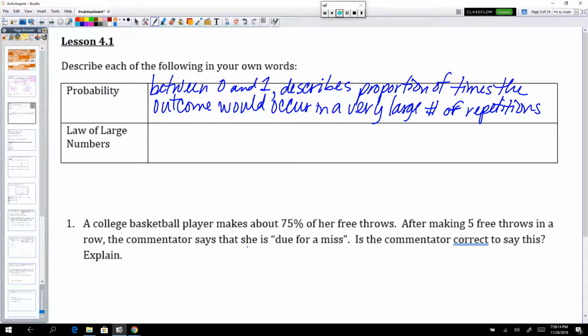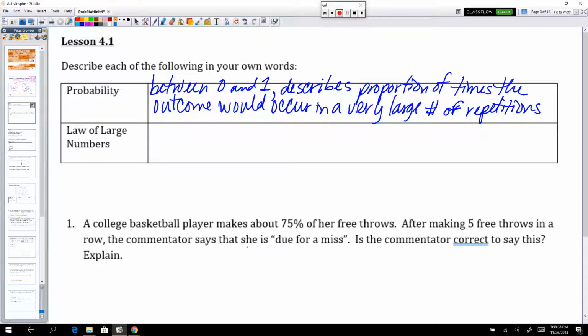So I'm going to put the definition of the law of large numbers here. You should definitely take notes about your understanding of the law of large numbers, meaning that you'll get those expected probabilities or those expected outcomes when you run the simulation or when you run the chance process many, many times.